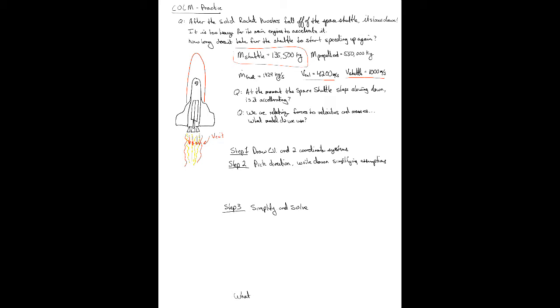So the question is, at the moment that the space shuttle stops slowing down, is it accelerating? And the answer to that is no. Its acceleration is 0 at that moment, right? Its acceleration was negative, because its velocity was going down, and then its velocity stops going down and starts going up. So by definition, its acceleration has to go from negative to positive, so it has to be 0 at that point right there.